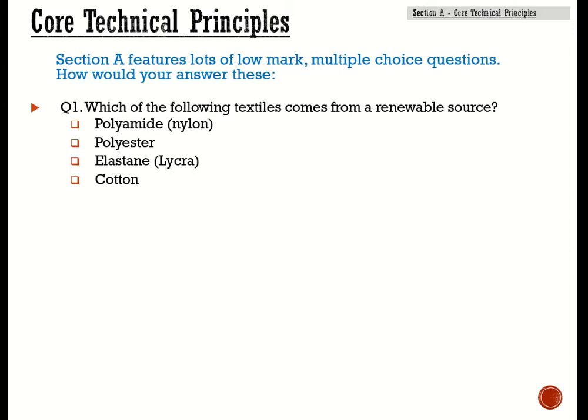Okay, the first thing to do is read the question carefully and look at the word renewable. What does that mean? Well, it means it's got to be natural, probably biodegradable. Look at the answers then: polyamide, which is nylon, polyester, elastane or cotton. Well, use a process of elimination and you realize polyamide and polyester, poly, they're probably polymers, they probably come from oil, therefore they're not sustainable. So you can pretty much rule them out.